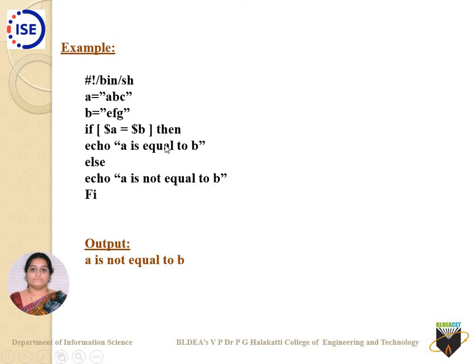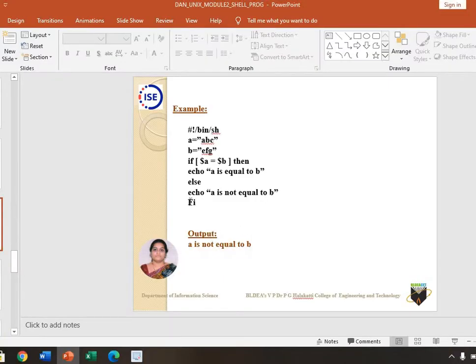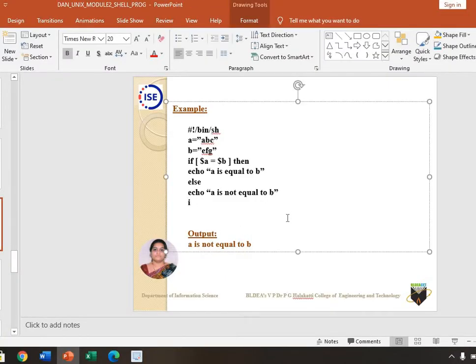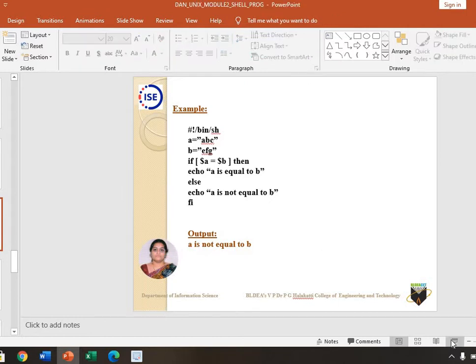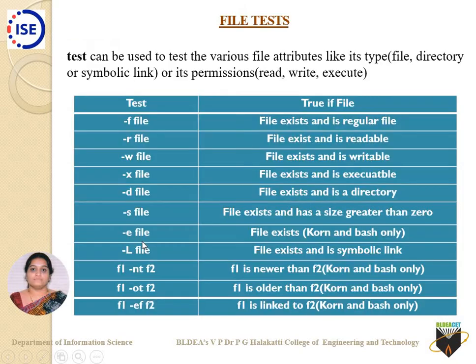Keep in mind, here I have made a mistake actually. It is fi, a small fi, not a capital one. Because it's a keyword, be careful not to make such a mistake. My a is a string with abc, b is a string with efg, and we know of course that both of them are not equal. So ultimately it prints on the screen, a is not equal to b. So this is with your string.